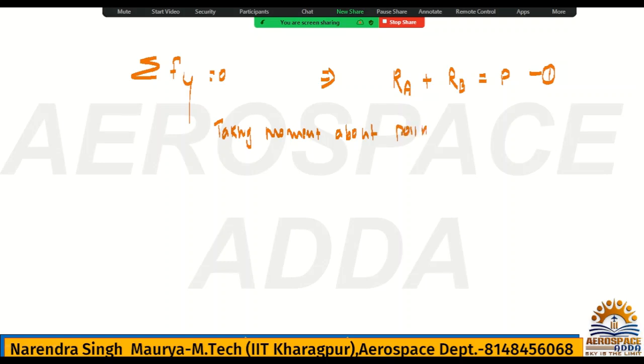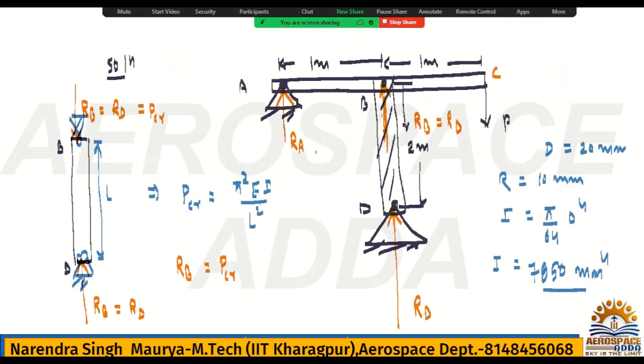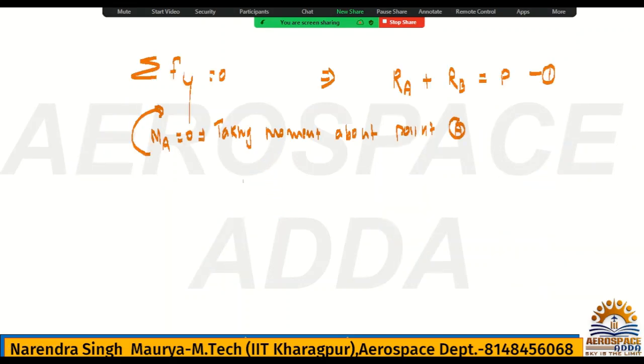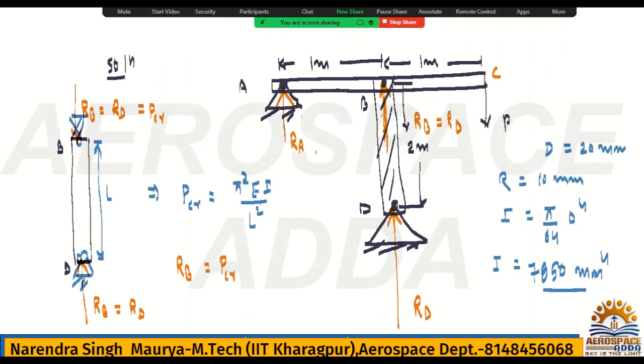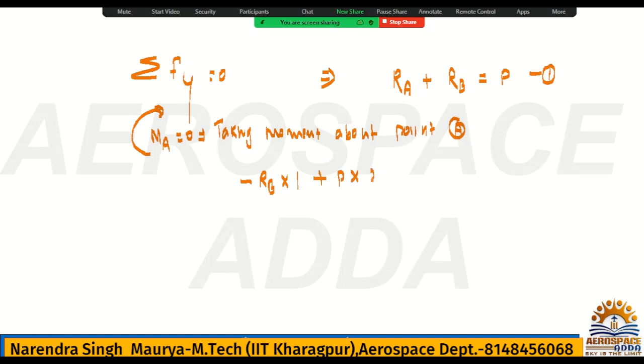Similarly, I can say next, taking moment about point A. Point A is the hinge support, so we can take moment about A. So moment about A, make it equal to zero. See, this RB into 1 meter length, and this RB will give anti-clockwise moment about point A. Hence, you will have minus RB into 1, and this load P will take moment about A, and this P load will give clockwise moment about point A. So plus, because of the clockwise, plus P into, what is the distance? 1 meter is here and 1 meter is here. So it will be plus P into 2 meter is equal to zero.